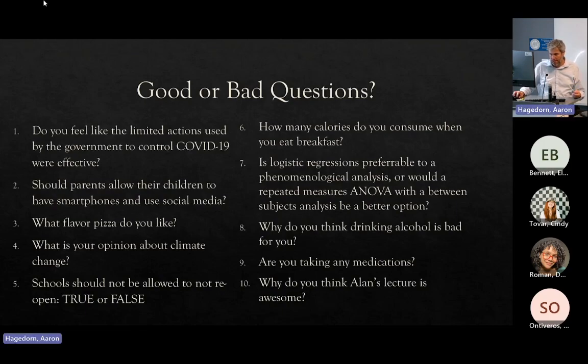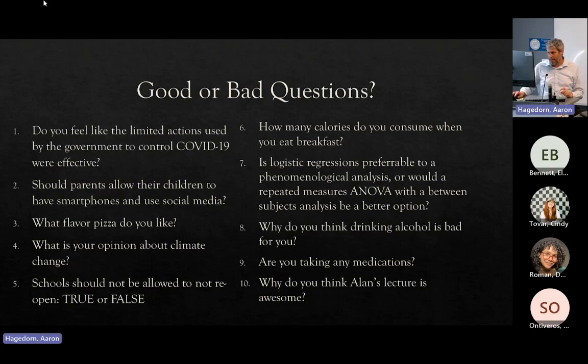Schools should not be allowed to not reopen. So that's a double negative question, okay? They should not be allowed to not reopen. With the double negative, no one has any idea what you're referring to. You gotta think backwards. So this is a double negative, not to be allowed to not reopen, something like that.